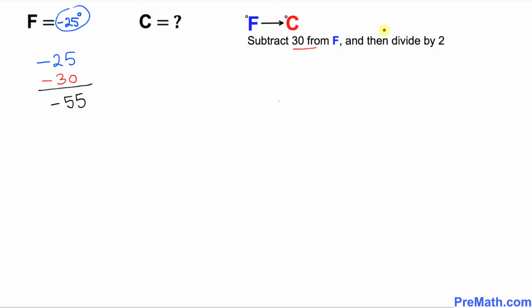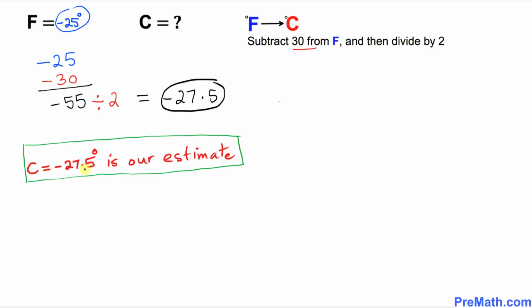And then the final step is you divide it by 2, and your answer is going to be negative 27.5. So thus negative 27.5 degrees is our estimated value for C.